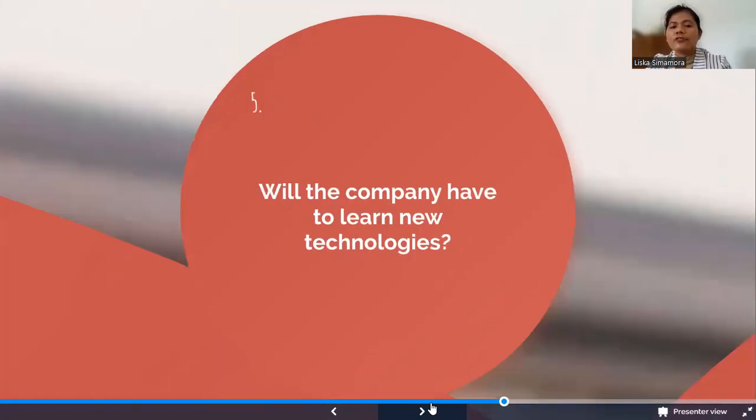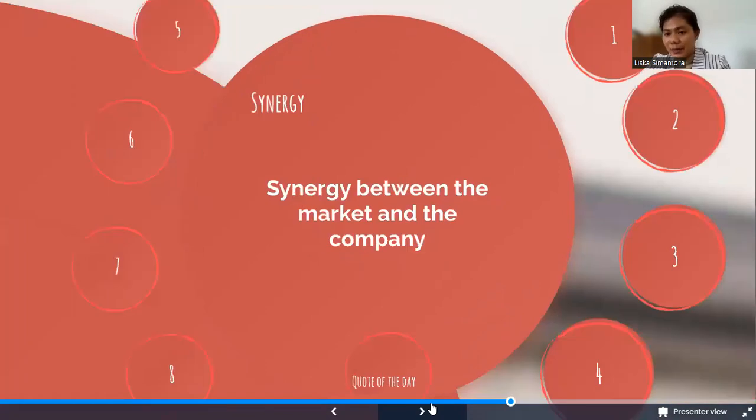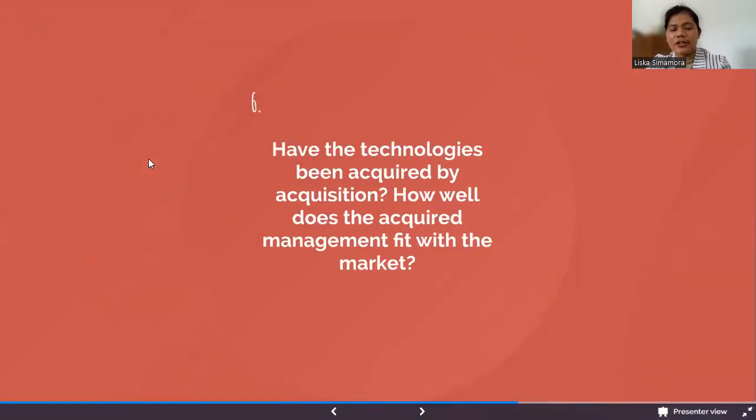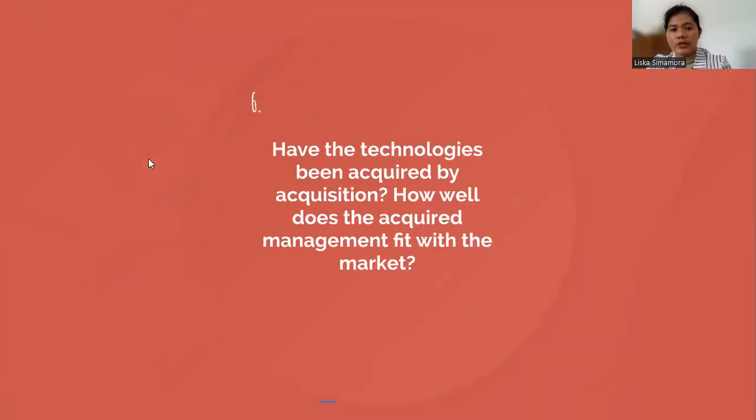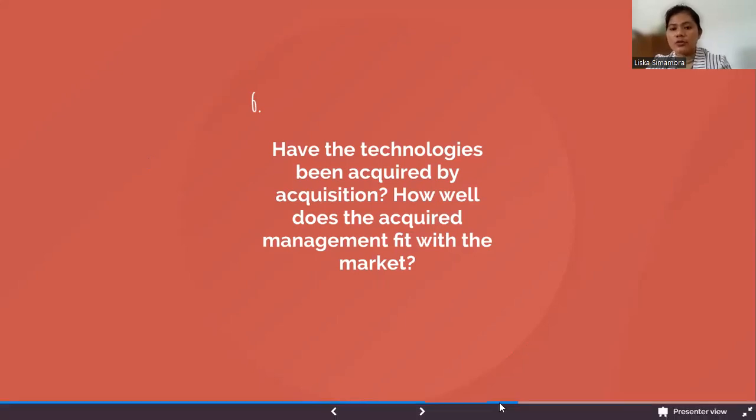Will the company have to learn new technologies? Of course, you have to. But remember, the technology we develop should be the one that helps us to create a new product. Okay, and then have the technologies been acquired by acquisition? How well does the acquired management fit with the market? So you have to fully understand the acquisition that happened in your company.